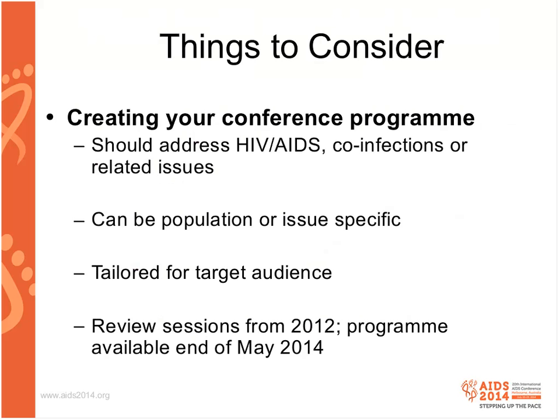So some things to consider when you're creating your program for the Hub. Of course, it should address HIV and AIDS, co-infections, or related issues, but you really can tailor it for your audience and pick the population that you work with, or populations plural. You could do it around a specific issue. You can go back. The program at a glance from 2012 is online, so it will give you some ideas about what types of sessions are available if you want to start looking through those now. And then, of course, the program for this year will be available online from the end of May.